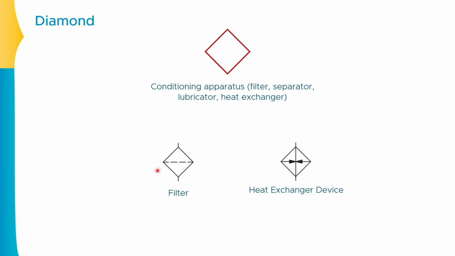Like we are having the filter, this is the symbol of the filter which is represented by the diamond. This is the heat exchanger device, basically this is the heater, okay, which will be represented by the diamond symbol. The heater will be indicated by this kind of arrows. If there is a cooler, the arrows will be reversed. So these diamonds will represent the conditioning apparatus.